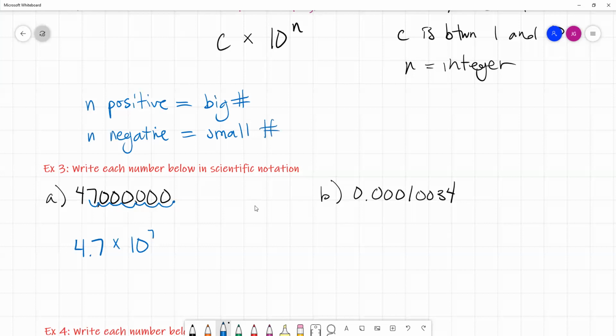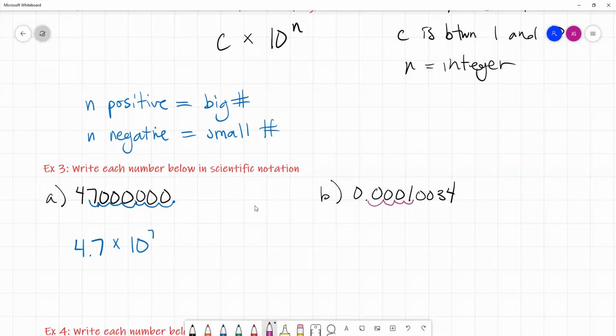Between 1 and 0. Okay, so now let's look at B. This is an example of a number between 1 and 0. This is not less than 0 because it's not negative, and it's definitely not bigger than 1, okay? So my goal, again, remember, I want to find my decimal, so that's right here. I want to get this number to be between 1 and 10. So it looks like I'm going to want to put it here. I'm going to move it once, twice, 3 times, 4 times, okay?